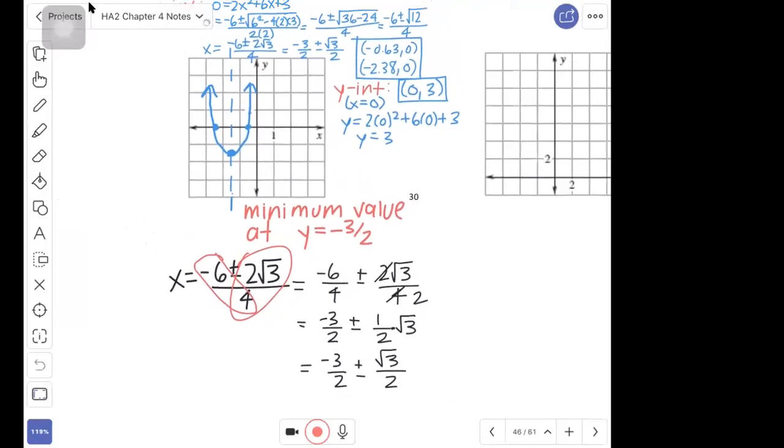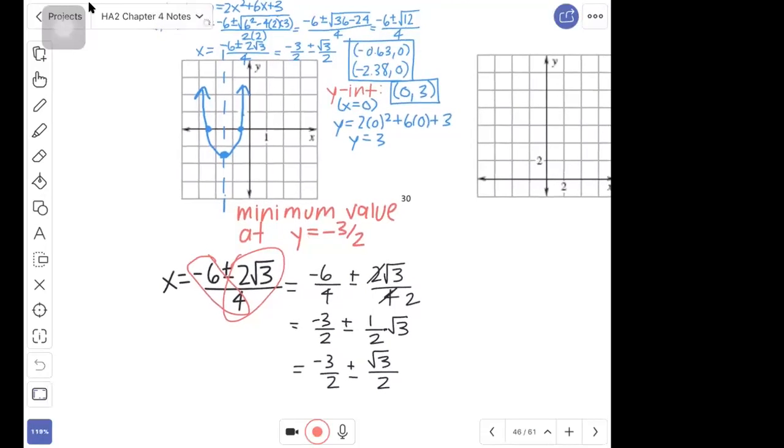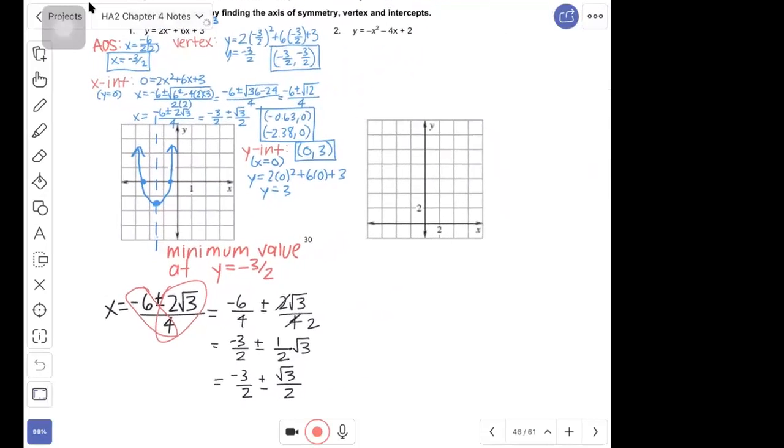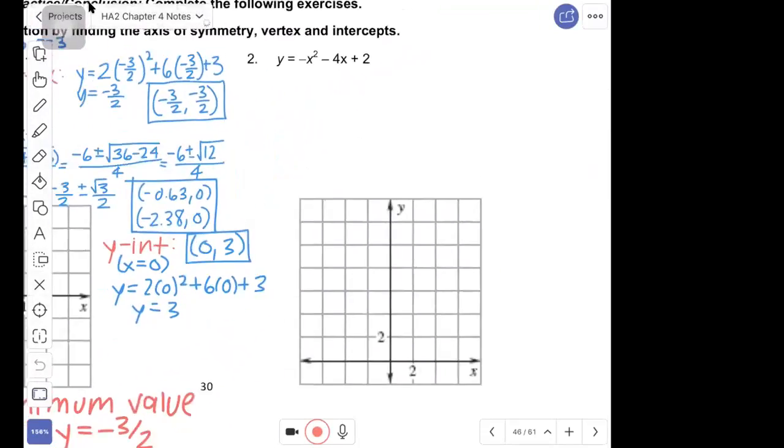I'm sure other people have that same question. All right, so now let's do number 2 right next to it. Let's do it all over again. We'll start with the axis of symmetry, vertex, and our intercepts. So I'll give you a few minutes to start this problem.